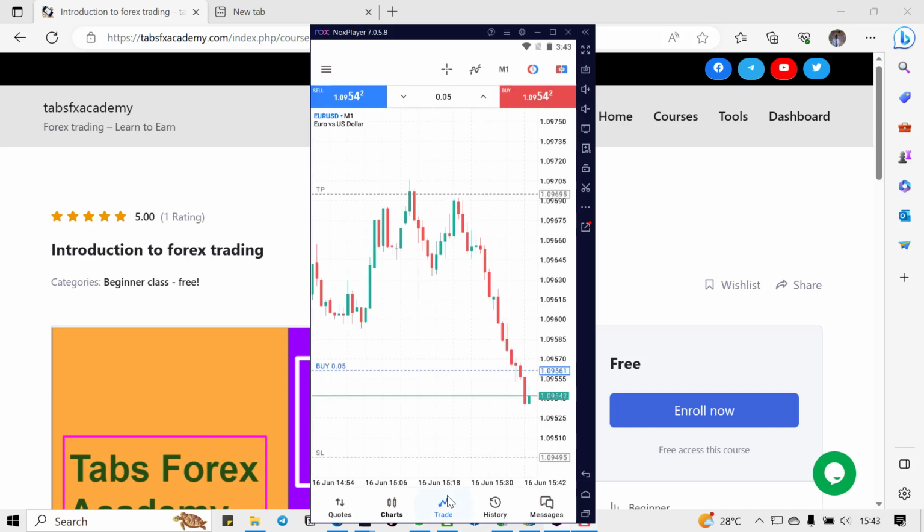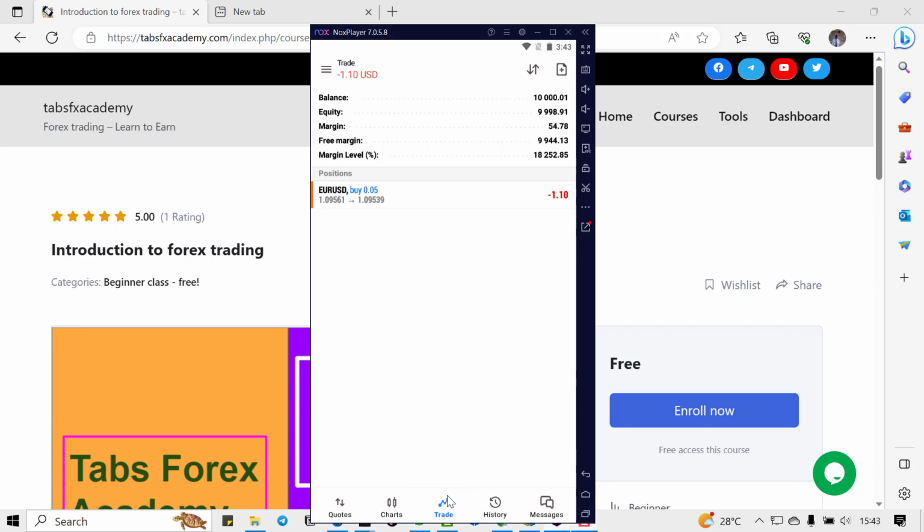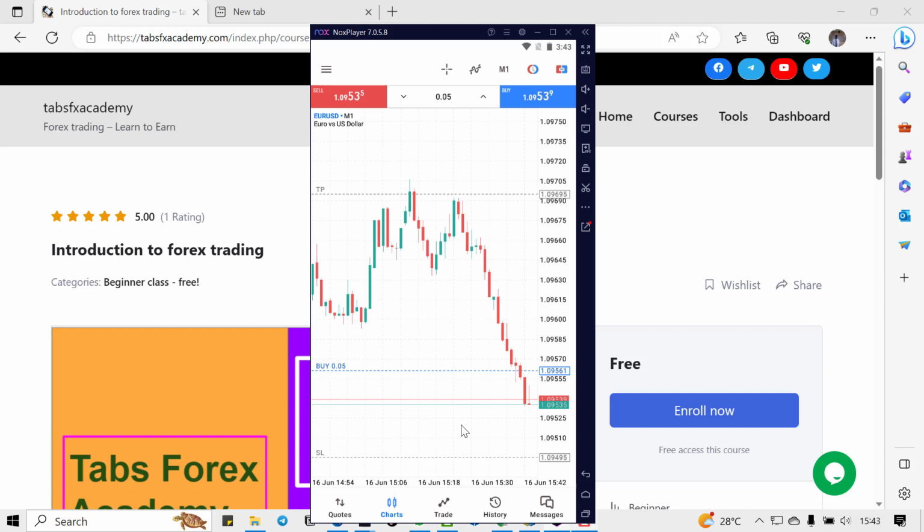At the moment, I am in negatives, as you can see. When I go back to my charts, you can see that the price is below the buying point. Buying means I want it to be going upwards. In case it goes down, I'll be in negatives. So that is how we do this on a phone.